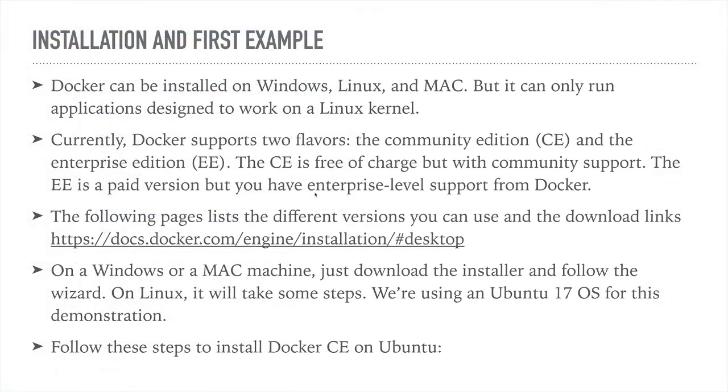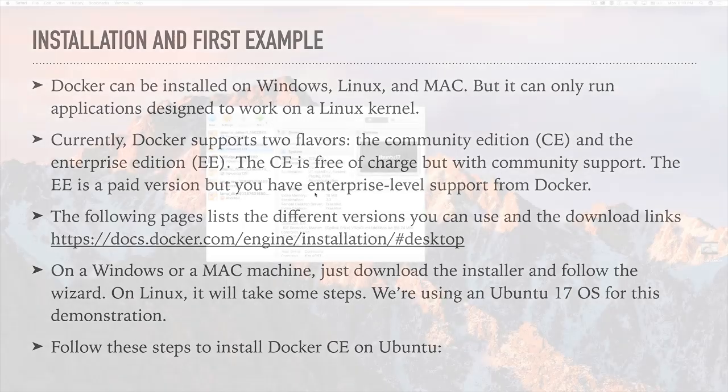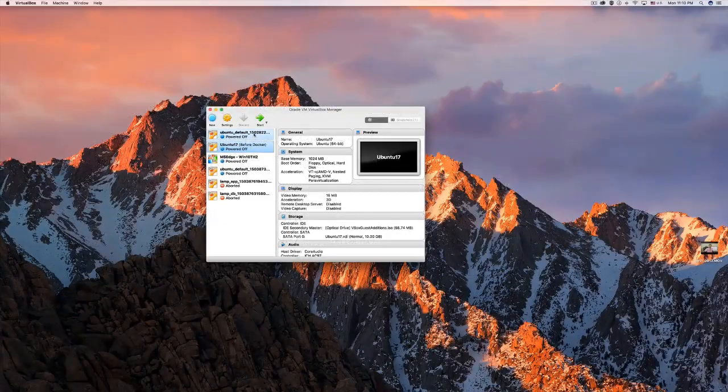Docker installation on any operating system is as simple as installing any package, nothing complicated and nothing complex. In our class, we are using an Ubuntu 17 OS for the demonstration. So I have created a virtual machine for Ubuntu, and I'm gonna use it to install Docker Community Edition. So let's get started. So here is the Ubuntu machine that I have created. I'm gonna start it up.